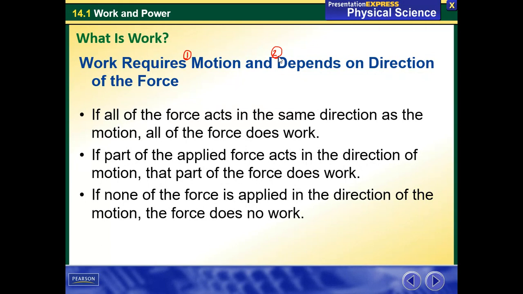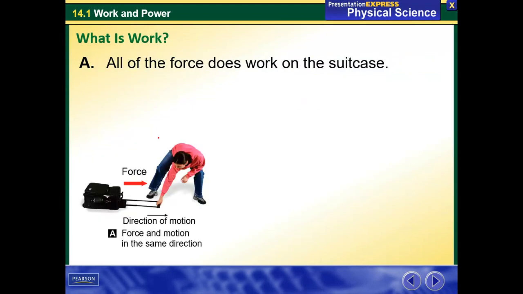Here, I'm going to talk about 3 statements and apply it to something that is done every day if you ever go on vacation. Our first statement says, if all of the force acts in the same direction as motion, all of the force is going to do work. So a good example of this is if you are pulling a suitcase, but instead of pulling it a normal way, you pull it horizontally along the ground. Notice you are pulling to the right in this picture, and the motion of the object is going to the right. This means that all of the force that you are applying is doing work.